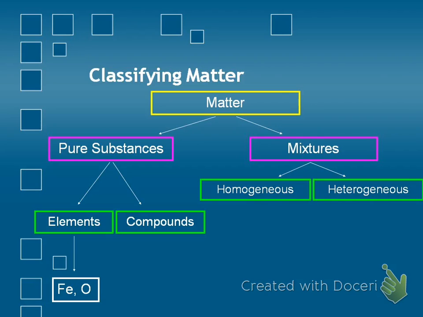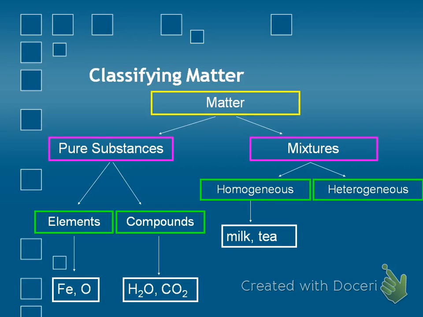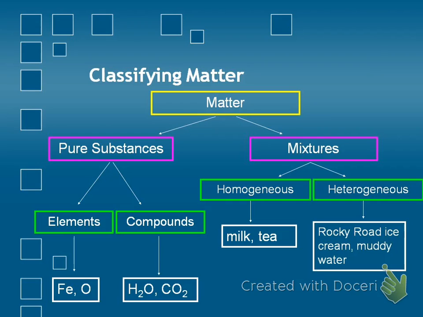So iron and oxygen would be examples of elements. Then water and carbon dioxide would be examples of compounds. Milk and tea, they look the same throughout. One's a solution, tea. One is a colloid, milk. The particles are dissolved evenly. And then the example of a heterogeneous mixture would be Rocky Road ice cream. You can see all the parts. Or muddy water, you can still see the parts.